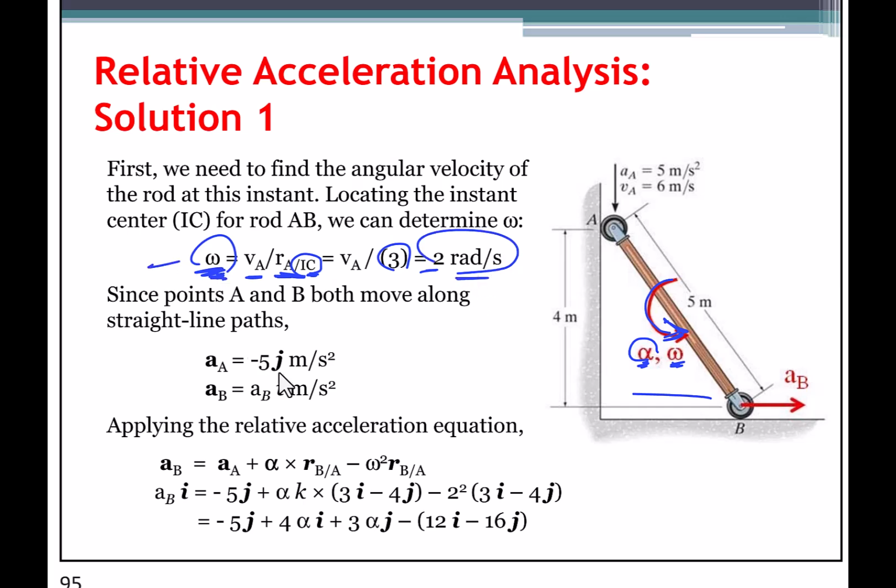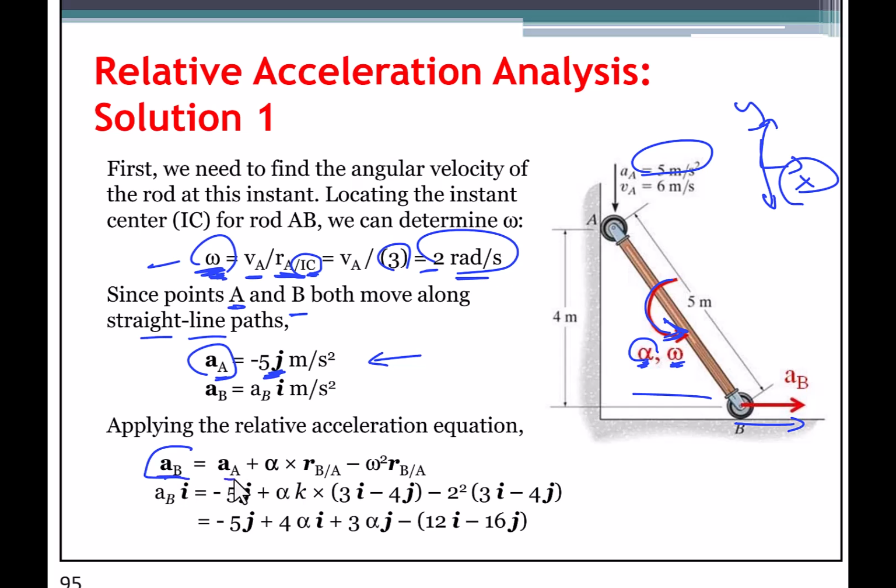Now we have this omega of the rod. Since A and B both move along straight lines, there is just one component. So the acceleration of point A is minus 5j meters per second squared, because it is going down, and the acceleration of point B is in the positive i direction. Positive i direction and negative y direction relative to A. So we write the equation, the only one we have.